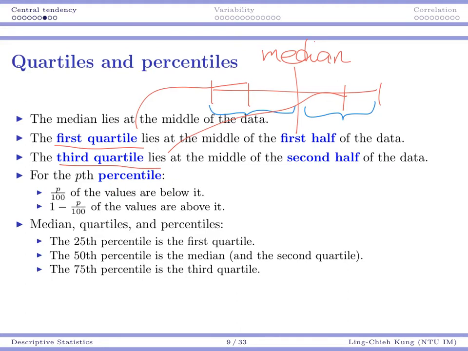For percentile, the idea is almost identical. It's just that now we do not split the data set into 4 pieces, we split it into 100 pieces. So we would say that for the P-th percentile, P over 100 of the values are below it, and 1 minus P over 100 of the values are above it. Then by these definitions, we know the median is the 50th percentile. The first quartile is the 25th percentile, and the third quartile is the 75th percentile.